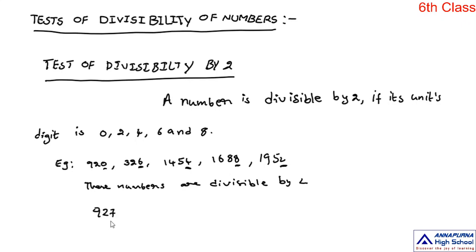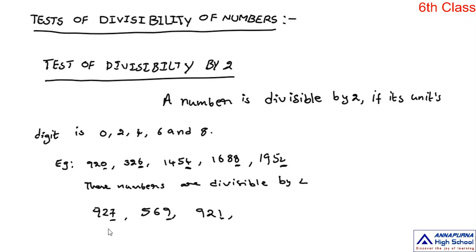927. What is the units place? 7. 569. What is the units place? 9. 921. What is the units place? 1. So 927, 569, 921 are not divisible by 2.